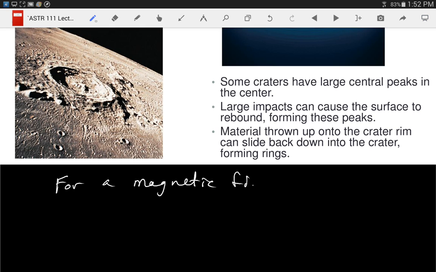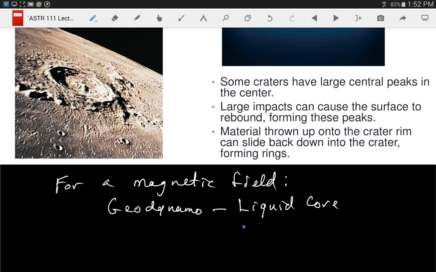So, for a magnetic field, what do we need? Well, we need to have a dynamo, a geodynamo, which means we have to have a liquid core that is conducting material. And there's one more thing, which is not as easy to remember: it needs to have convection.